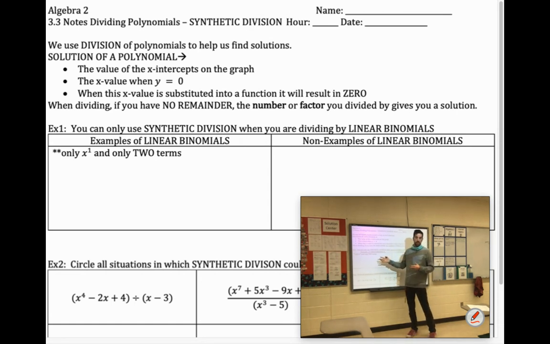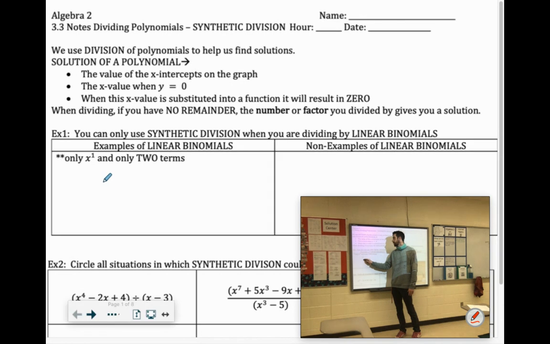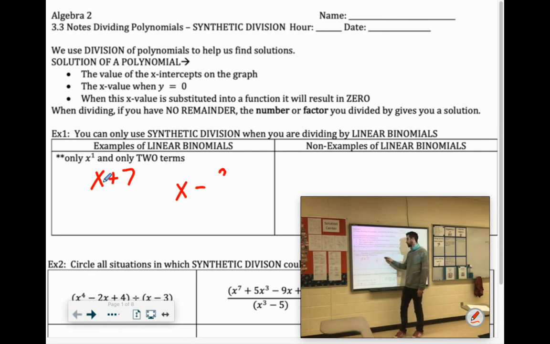Here's the thing with synthetic division. You can only do it when you have x to the first power, and it really needs to have a coefficient of 1 as well. So you could say 2 terms is important. So we can do synthetic division if you were dividing by x plus 7, or you could divide by x minus 3/4. As long as there are 2 terms and you have 1x to the first power, then it's fine.